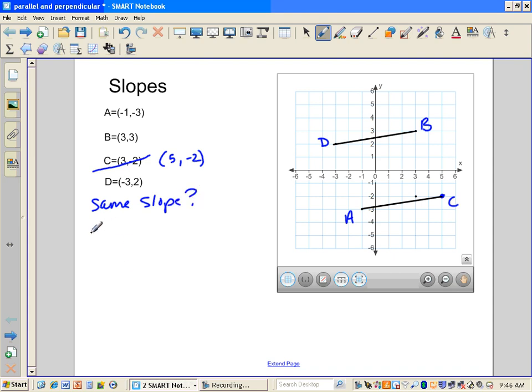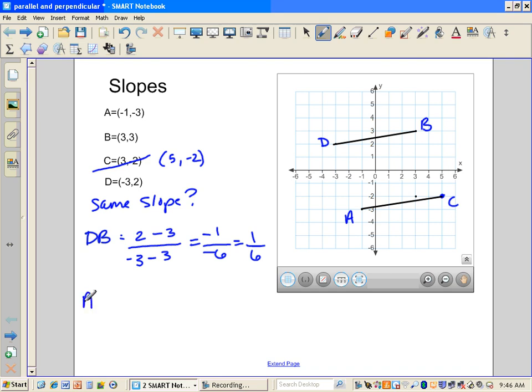So if I do line D to B, so I'm taking this y, 2, subtract my B, 3, over this x, negative 3, subtract 3. So it looks like 2 minus 3 is negative 1. Negative 3 minus 3 is negative 6. Well, negative over negative, that's just going to be a positive 1/6.